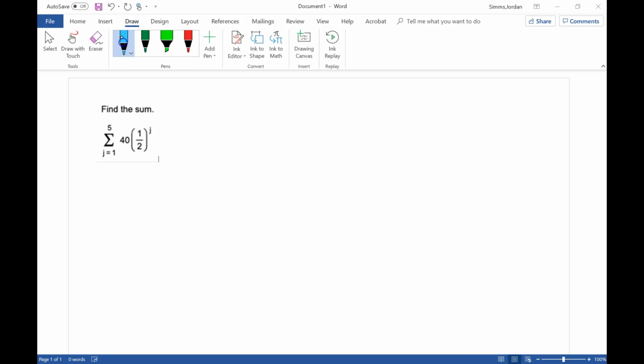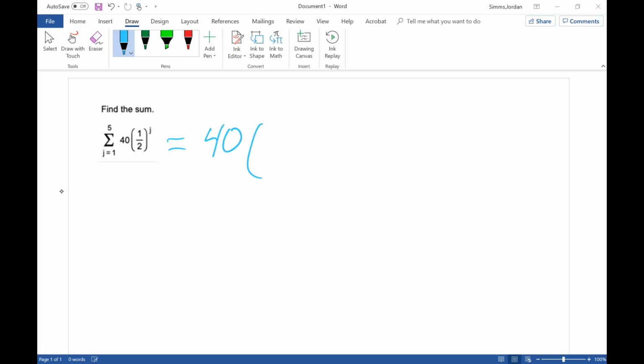Let me get a pen going on here. So a couple of different ways we could do this, right? This is really just the sum of all of these terms added together right here. So if you wanted to think about this old school, all this really means is from 1 to 5 on this exponent, we're going to add them together.